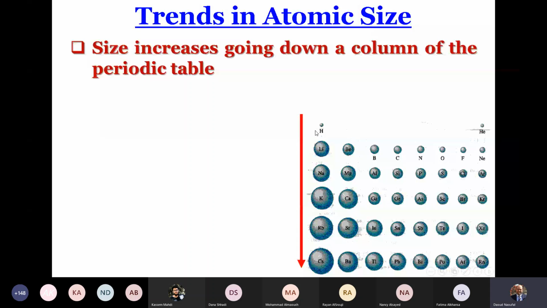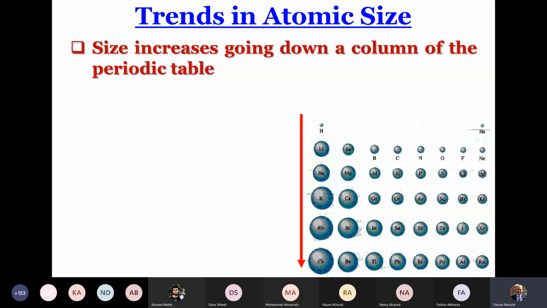Why does the atomic size increase? This is very simple. Hydrogen is in period 1. Lithium is in period 2. Sodium is in period 3. So the electronic configuration of hydrogen ends by 1s1. Lithium 2s1. Sodium 3s1. Potassium 4s1.